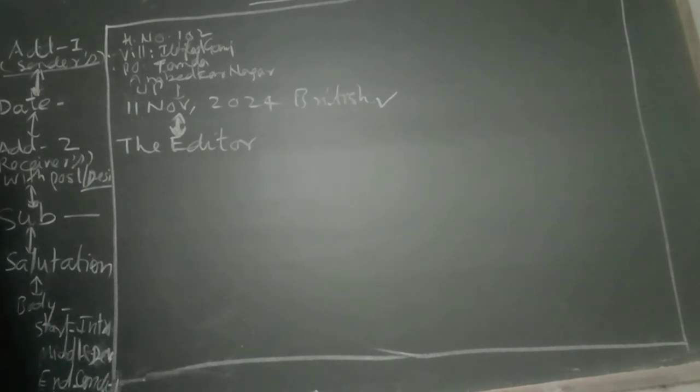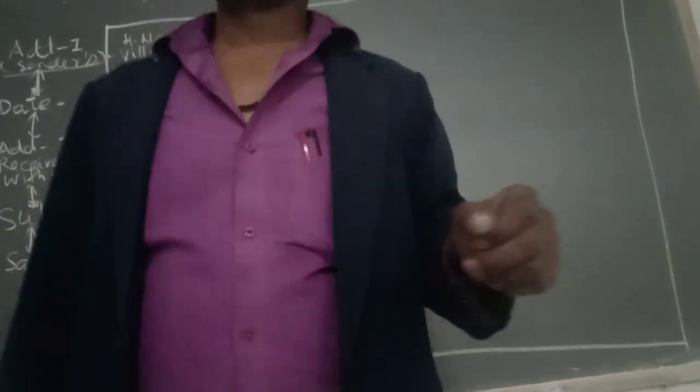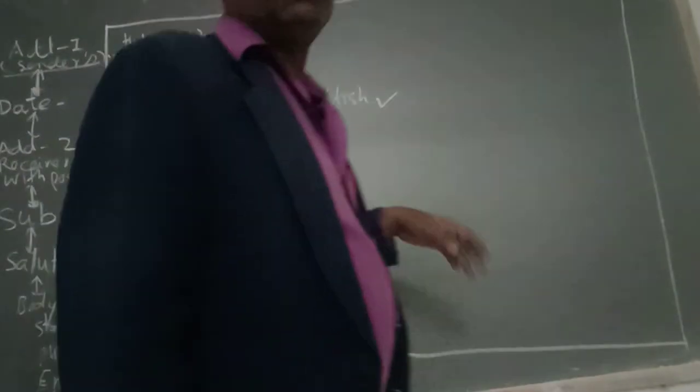But one thing, keep in mind that when you have 2 addresses, simply write the editor. If only one address is there, then you write to the editor. Suppose this address is not given, so simply write to the editor. But if it is given, only the editor is enough. Don't make this mistake. I have seen many good students make mistakes while writing the letter. They write here to the editor. So don't use to the editor. Since the sender's address is already given, don't write to the editor. Only the editor is enough. Clear?